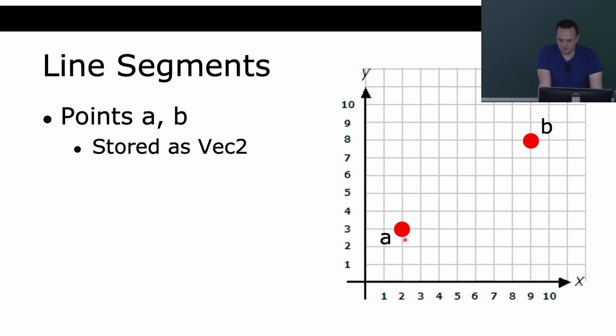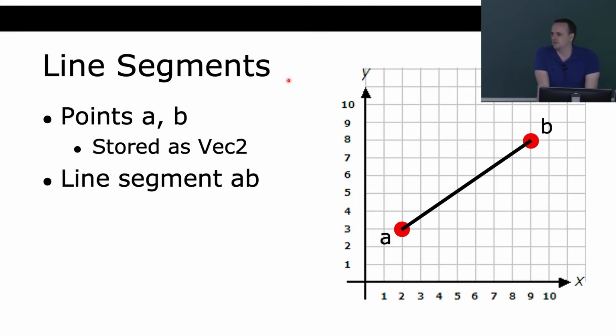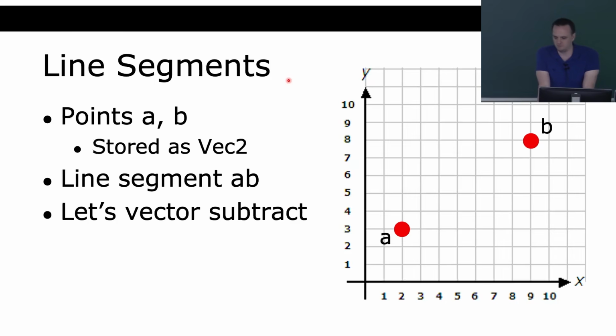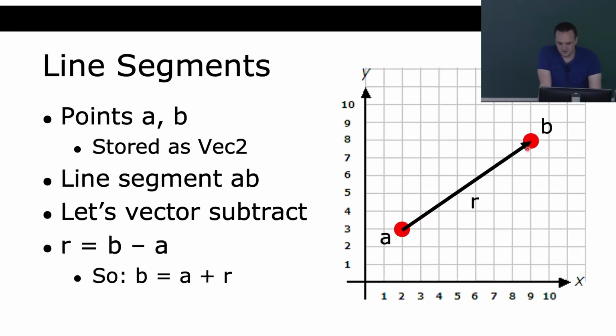So let's look at point A and point B here, and these are going to be stored as our vec2 class. And now what we have is the line segment AB. So line segment AB, what can we do with that? Well, there's a bunch of different operations that we've learned on it so far. Let's just try first, let's subtract them, right? So if we take B and subtract A, then what this gives us is R.